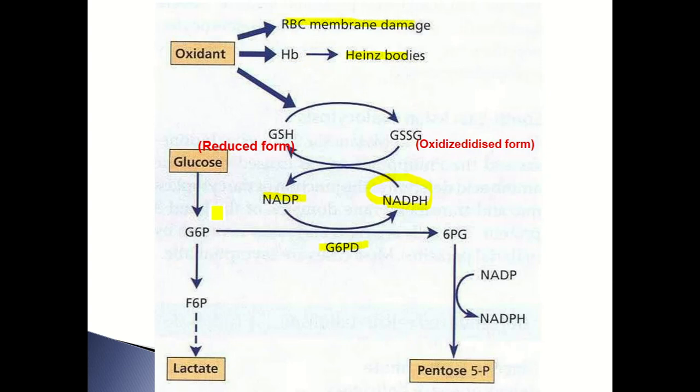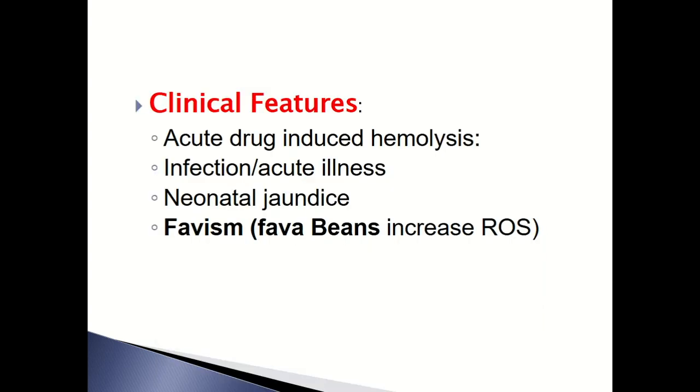Again I repeat, this is the normal conversion: glucose 6-phosphate is converted to 6-phosphogluconate by the enzyme glucose 6-phosphate dehydrogenase. At the same time NADPH is produced. Now this NADPH converts oxidized glutathione to reduced glutathione. Whenever there is a deficiency of G6PD enzyme, NADP won't convert to NADPH. Once there is a deficiency of NADPH, more and more oxidized glutathione accumulates and produces oxidative damage, and thus hemolysis. So this is the flow chart of G6PD deficiency.